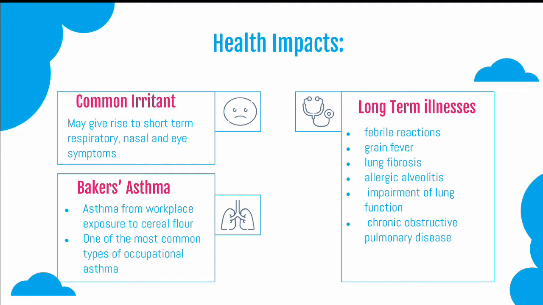Baker's asthma is something workers can develop from exposure to cereal flour and is also one of the most common types of occupational asthma. Some of the long-term illnesses can include febrile reactions, grain fever, lung fibrosis, allergic alveolitis, impairment of lung function, and chronic obstructive pulmonary disease.